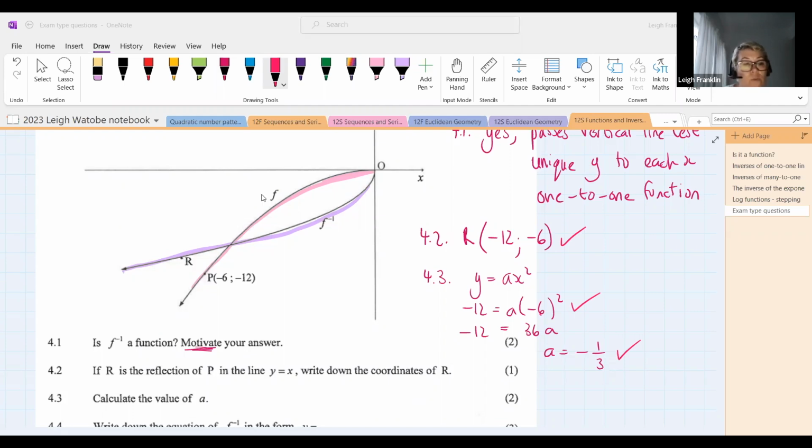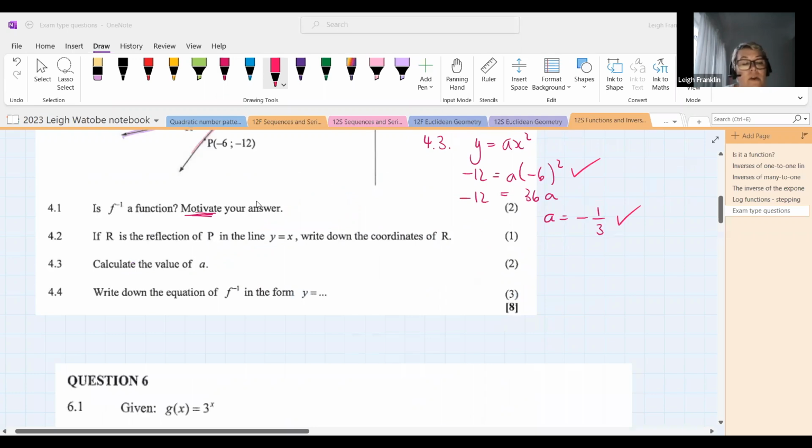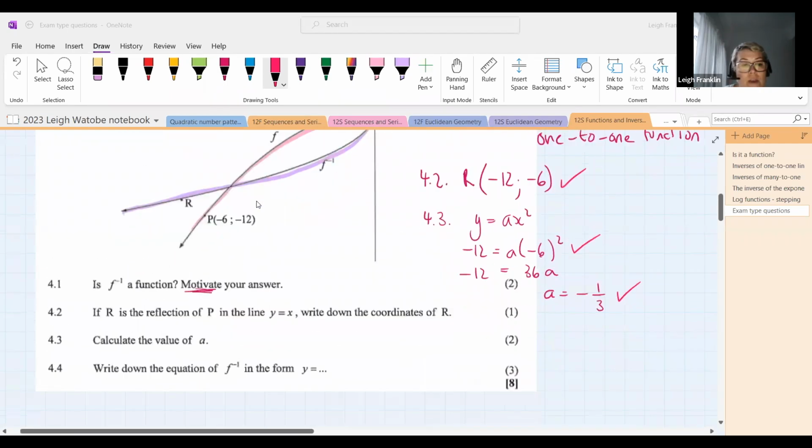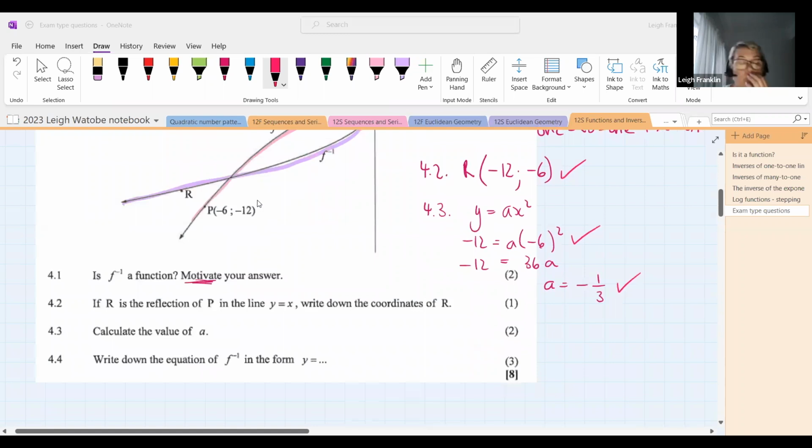Now, question 4.4: write down the equation of f to the -1 in the form y equals. Okay, so anybody know? Pinga, sorry. Mihlali and Pinga, you're asking me to repeat how I got 4.2. Oh, you just didn't square, okay. All right, Nazoli, at least you found your mistake.